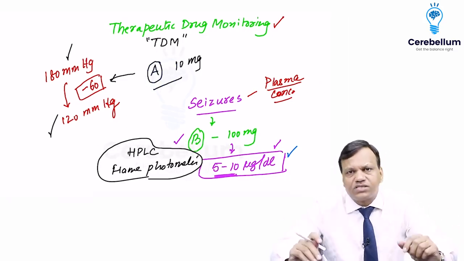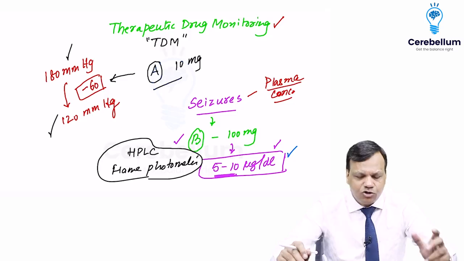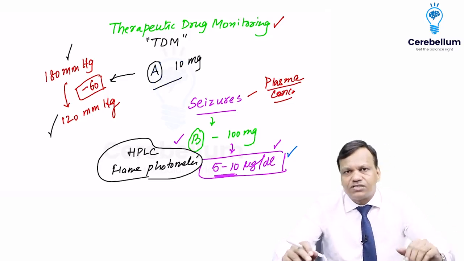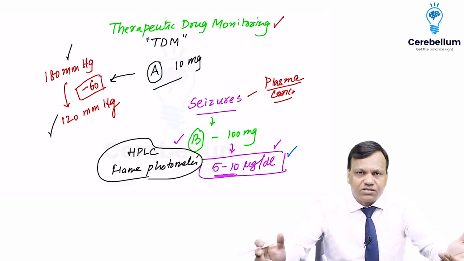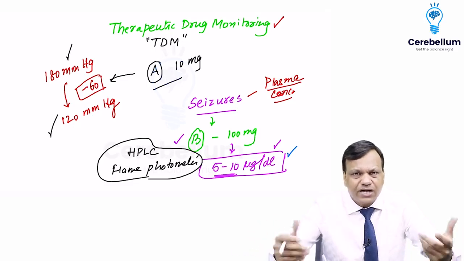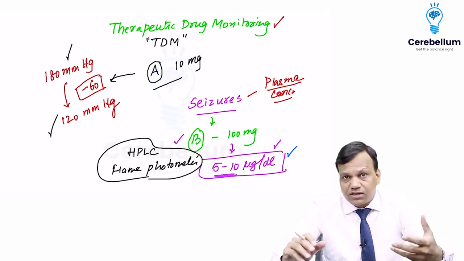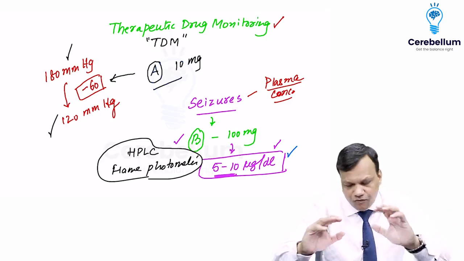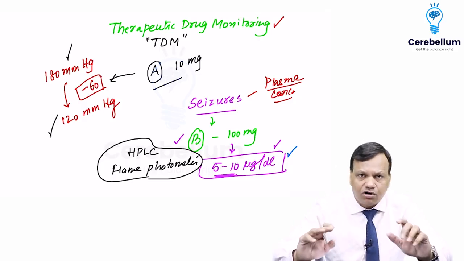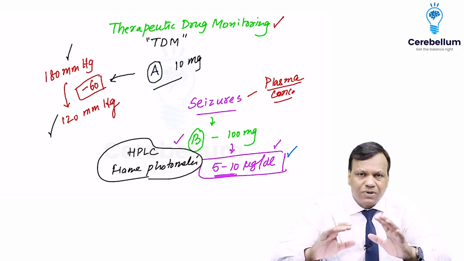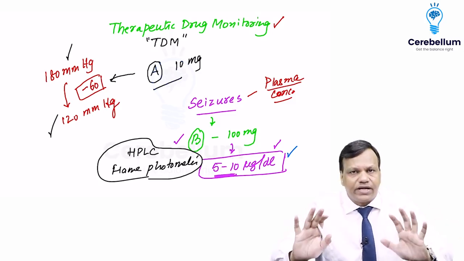Now suppose a person comes to you with hypertension, you measure the blood pressure, give him a drug, and ask him to come back after 7 days with 50,000 rupees. The person will never return. So this is a practical problem. It is very costly. Experienced persons are required, and they are not available everywhere. Because of all these limitations, TDM is not the first choice but the last choice. When we cannot adjust the dose by any other method, only then we look at TDM.